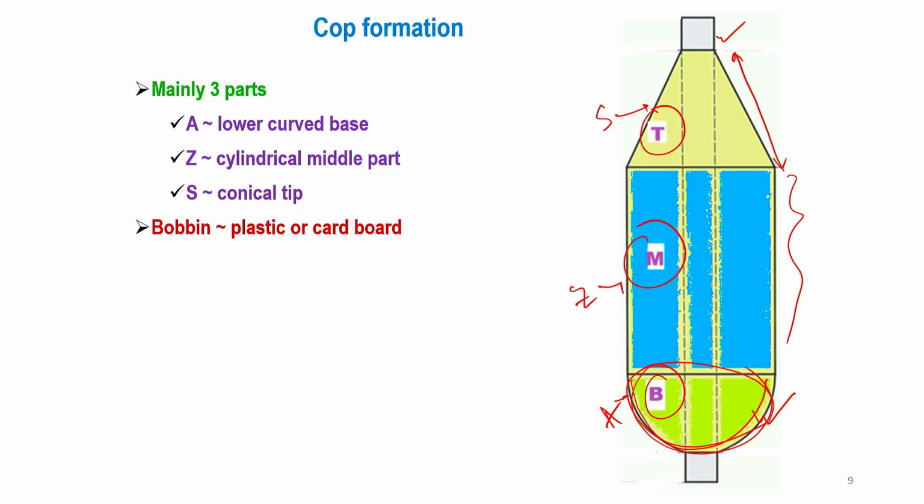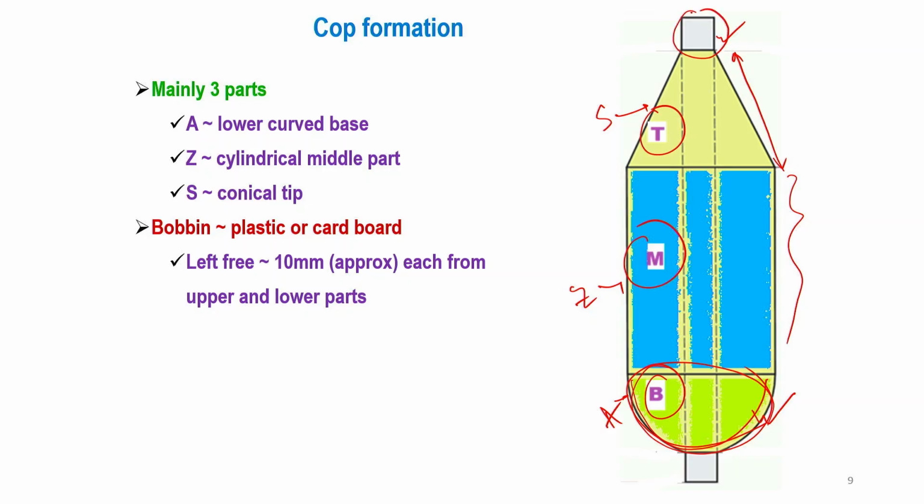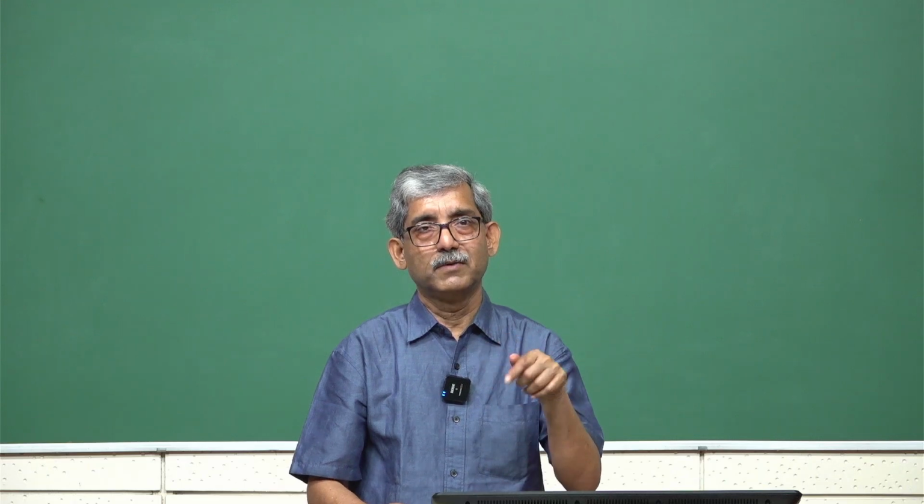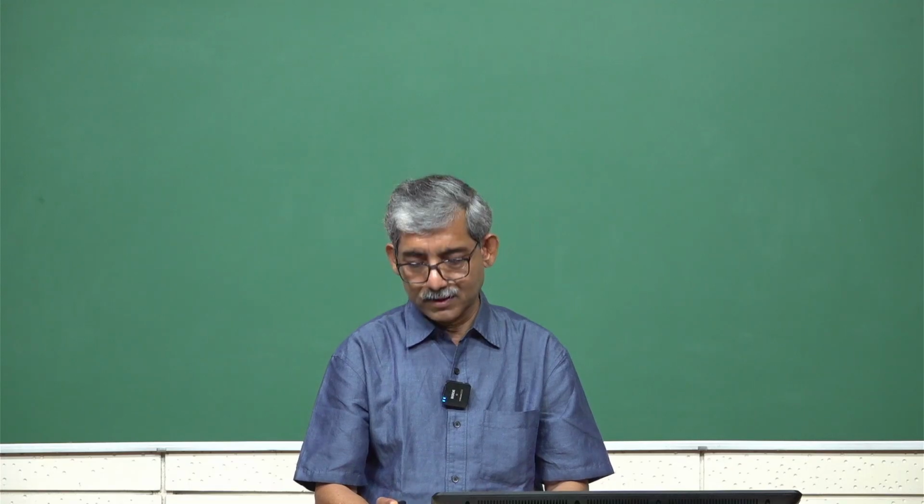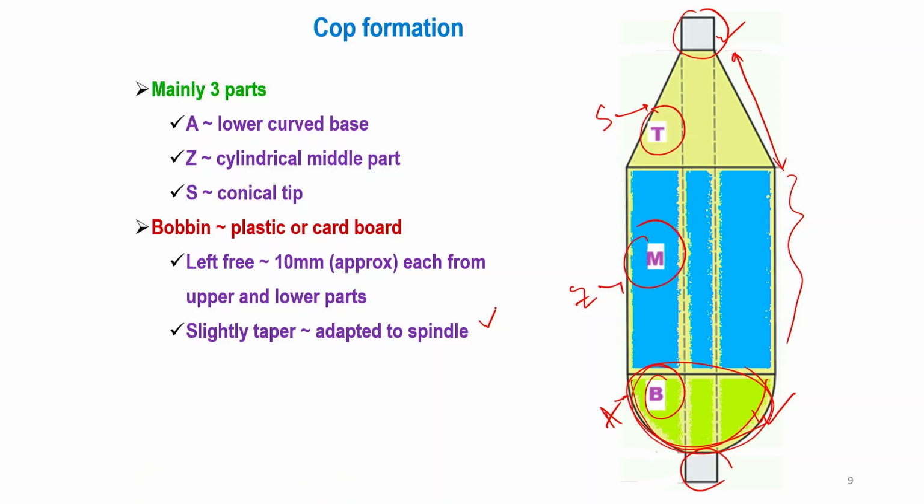The bobbin may be plastic or cardboard. Now, we leave it free from the tip and from the bottom, slightly tapered to adapt to the spindle. The spindle is a little bit tapered, maybe for dynamic stability. So it is sometimes slightly tapered, not purely cylindrical as it is shown here.